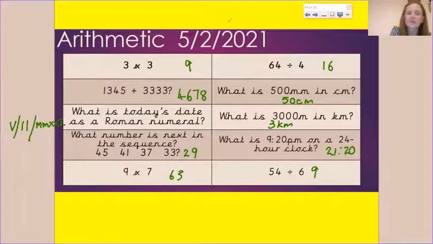So pause the video now if you need to check some of your answers, and give yourself a tick if you got it correct, and just a dot if you have it incorrect.